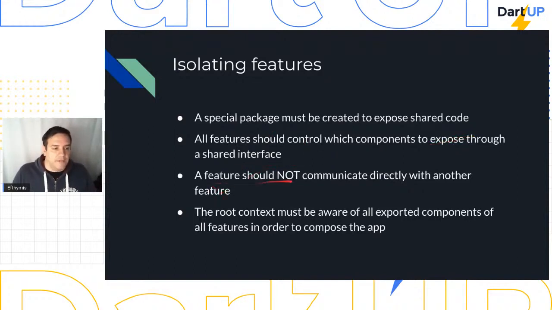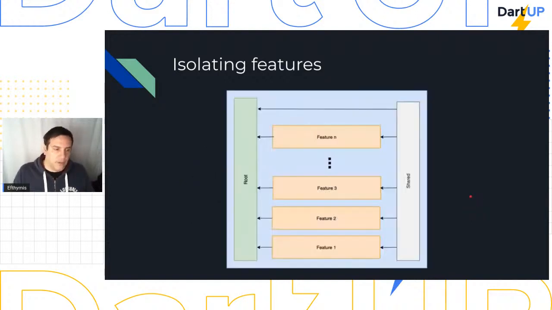And a feature should not communicate directly with another feature. This is exactly what we talked about in the previous slides, that we shouldn't have dependencies between the features, but whatever the feature wants gets it from inside its own feature. And of course, we have to have a root context which should be aware of everything in order to compose the application. Otherwise, we cannot compose the application.